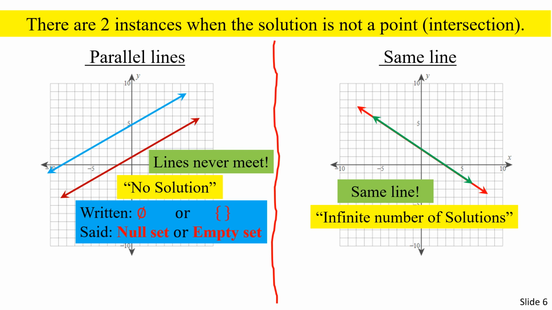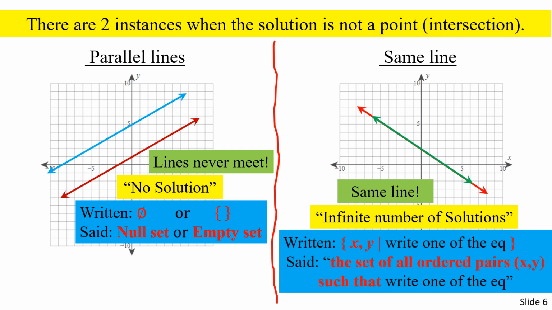And the way we actually write the solution is we write the set of all ordered pairs x, y such that, and then we put down one of the two equations, doesn't matter which one. The curly braces on the front and back end tell us the set of, the x, y tells us ordered pair, and then a vertical line means such that, and then we write the criteria, which is just one of the two equations. It doesn't matter which one we write.